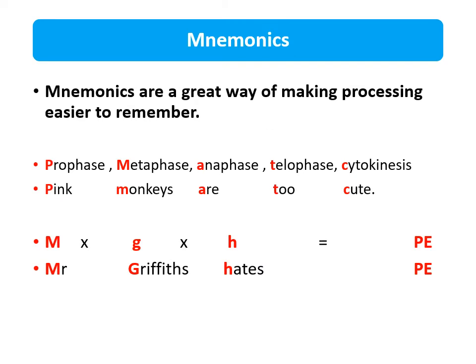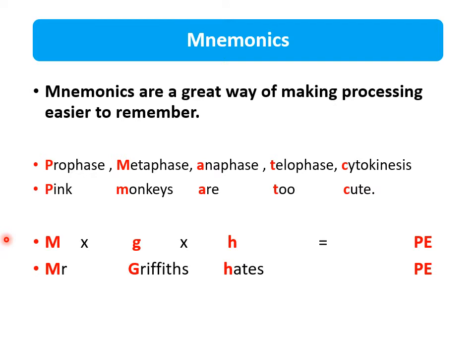Other things that are quite useful on your revision cards are mnemonics. So these are basically a way of turning a series of events or process with key stages into something that's far easier to remember, like a story. A very common one is the stages of mitosis: prophase, metaphase, anaphase, telophase, and cytokinesis. A lot of people remember this by the saying, pink monkeys are too cute. They can remember that saying. They picture a pink monkey and they go, right, PMATC.